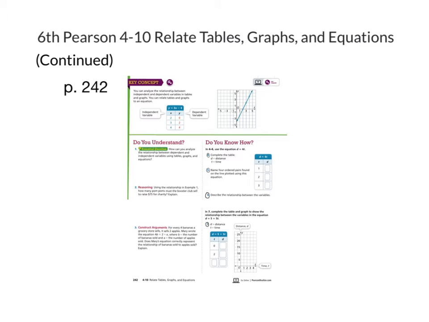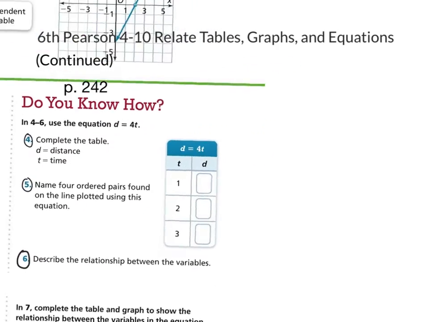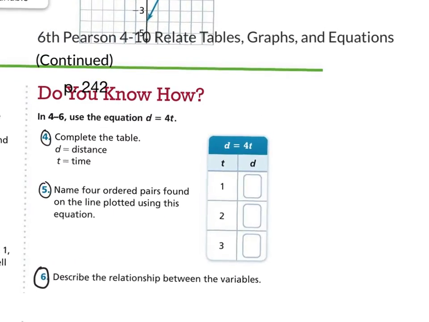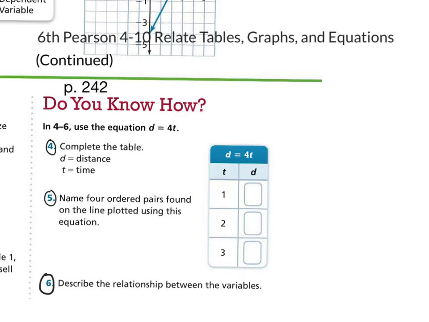Page 242, continuing lesson 410 on relating tables, graphs, and equations. We're going to look at number 4 on the Do You Know How. On number 4, they want us to use the equation d equals 4t. And first of all, we're going to complete the table.